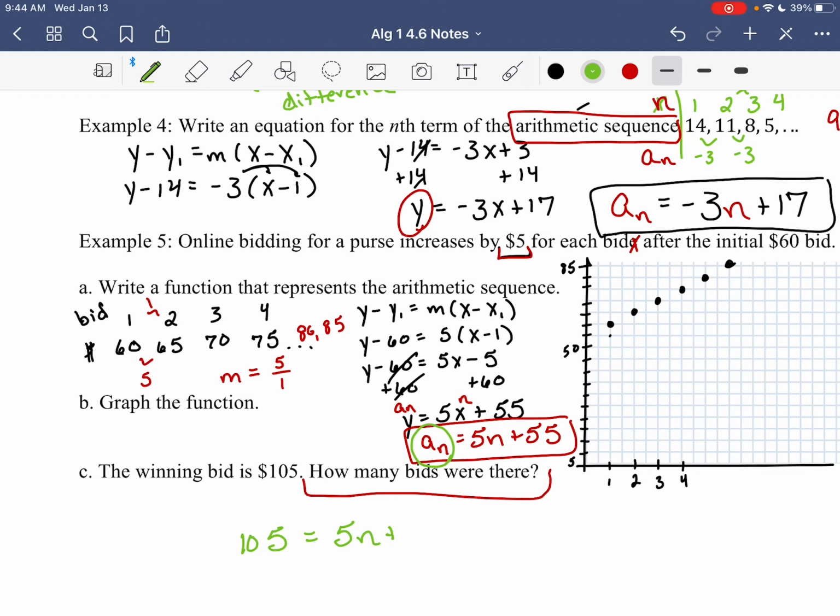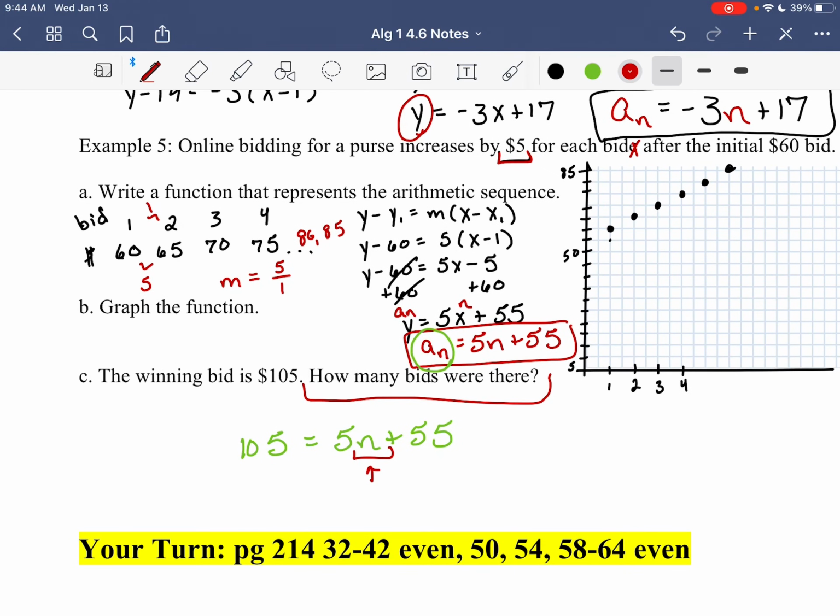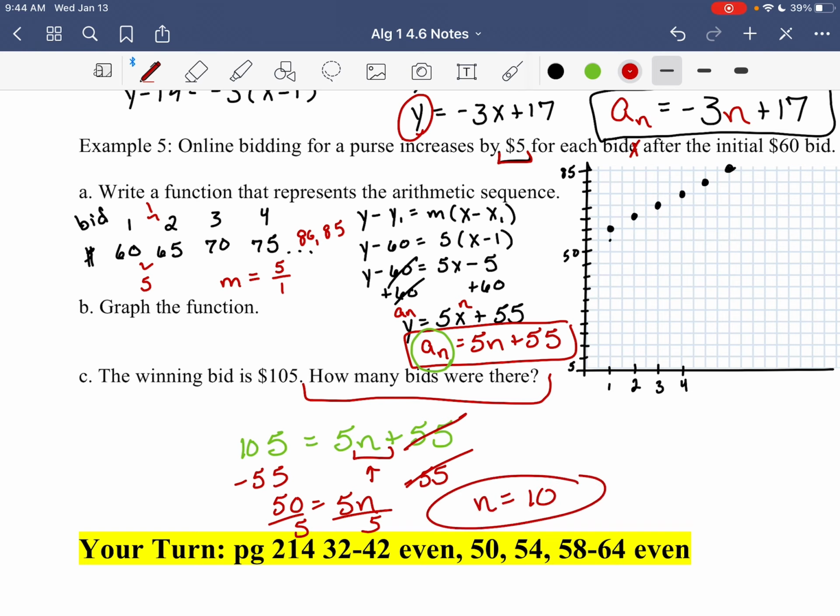And I now have a function rule. I'm trying to find what numbered term it was. So now I have an equation I can solve. I can subtract the 55 from both sides. 105 minus 55 is 50. Divide both sides by 5. n equals 10. So this tells me it was the 10th term, so it was the 10th bid.